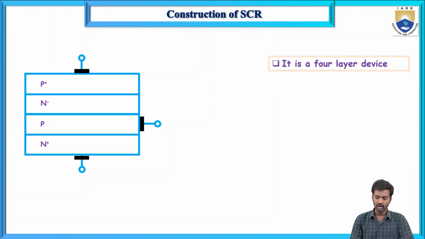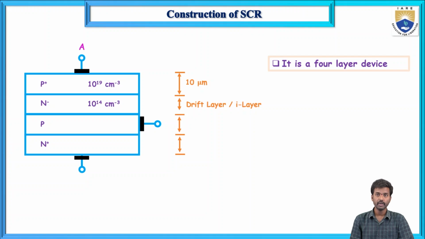So now it is having four layers of alternate P and N silicon semiconductors, which form junctions. Here heavily doped layer means 10 raised to the 19 per centimeter cube. And next, the P plus region width is 10 micrometer, and the P plus region is connected with anode. The second layer is the N minus layer, that is lightly doped layer, the level of doping is 10 raised to the 14 per centimeter cube. Its width depends upon breakdown voltage.